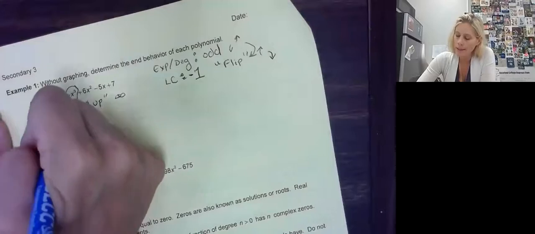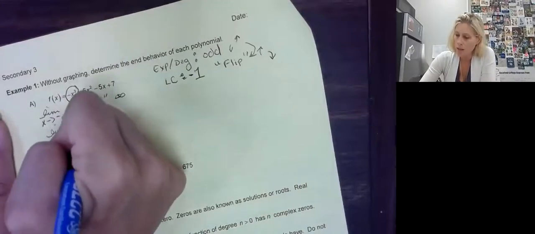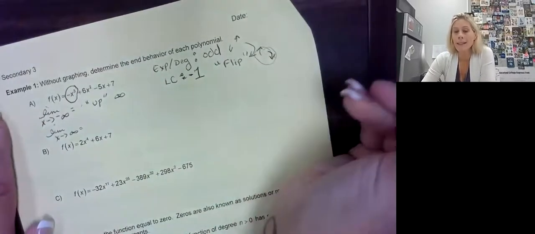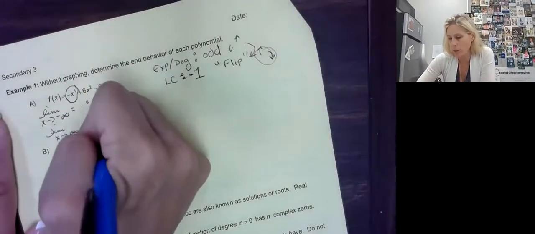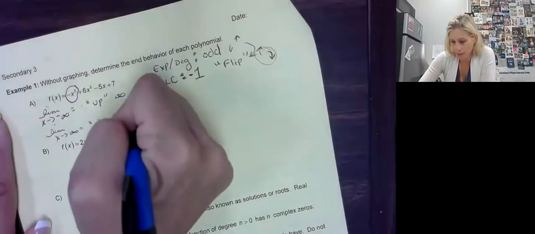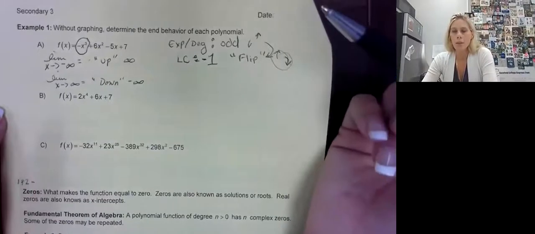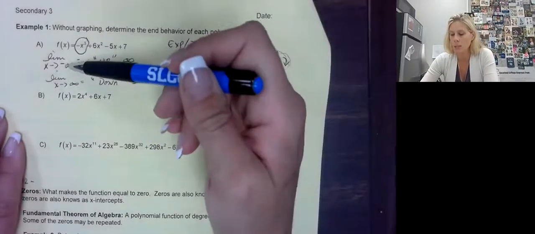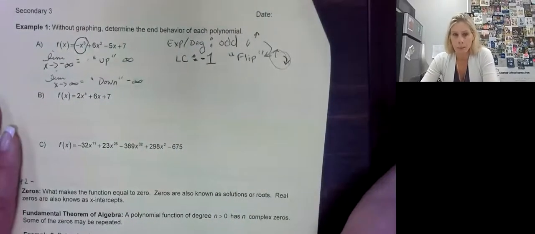Now let's do the right side. Limit as x approaches infinity. Again, if I look at my new graph right here, the right side is going down. And what does down usually mean? It means negative infinity. So on your answers, if you were doing this on your homework, you would write down either one of these, but make sure it connects with the left or right side. All right, let's go to the next one.